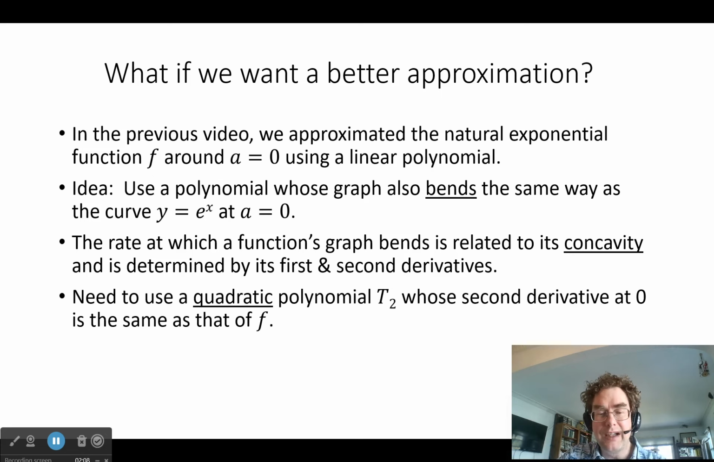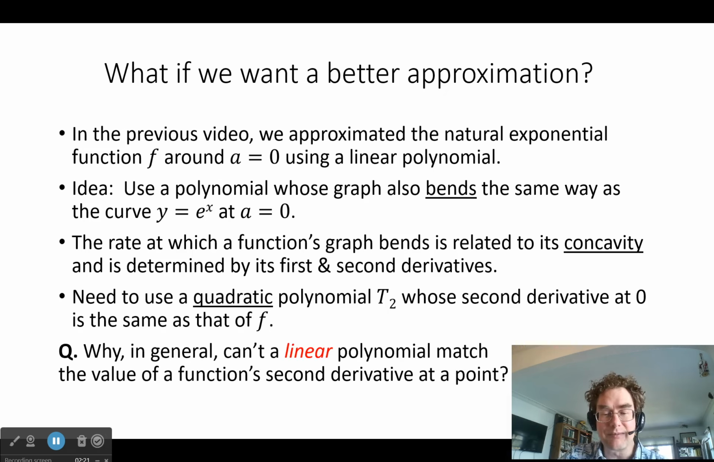so we're going to need that second derivative to match as well. To do that, we're going to need to kick things up to a quadratic polynomial so that it can have the same second derivative at 0 as our exponential function does. Now, you might wonder, why can't I get a line to do that? Maybe it's obvious, since lines can't curve. But I claim that a linear polynomial could, in general, never match the value of a function's second derivative at a point.